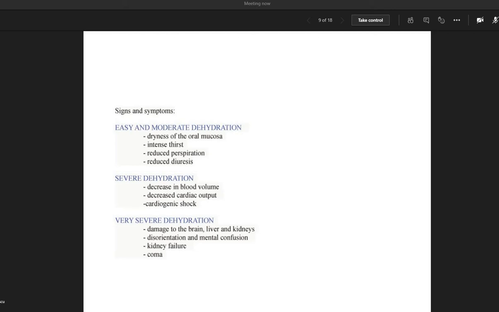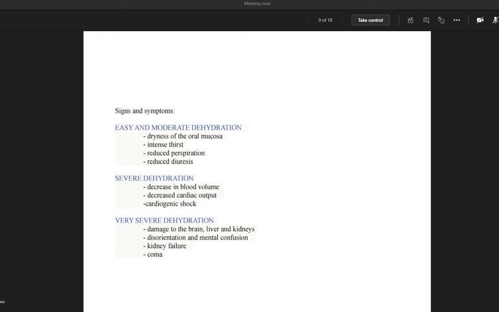Just to have a more clear picture, I gave you some symptoms and some signs which occur when we have a dehydration. First, when we have a mild and moderate dehydration, then severe one, and the last one in a very, very severe situation. So, moderate dehydration means that the oral mucosa is dry. We have an intense thirst sensation.